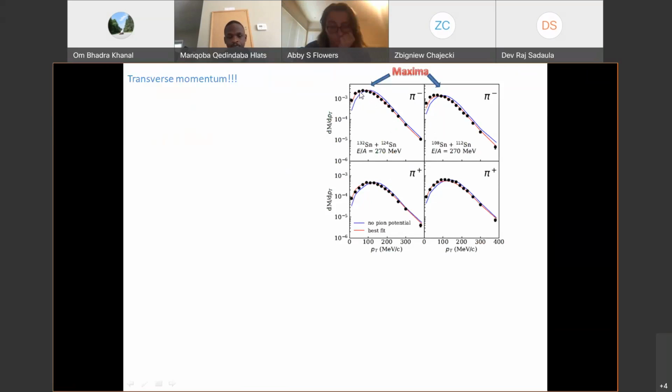Just focus on the dots. Okay, let's forget these colorful lines for a while. I'm just focusing on the dots at this time in this slide. So these dots are the experimental data. You can see the maximum value is different here. This difference in maxima is due to the Coulomb influence during the experiment, because the pions are charged particles, so there is the presence of Coulomb.